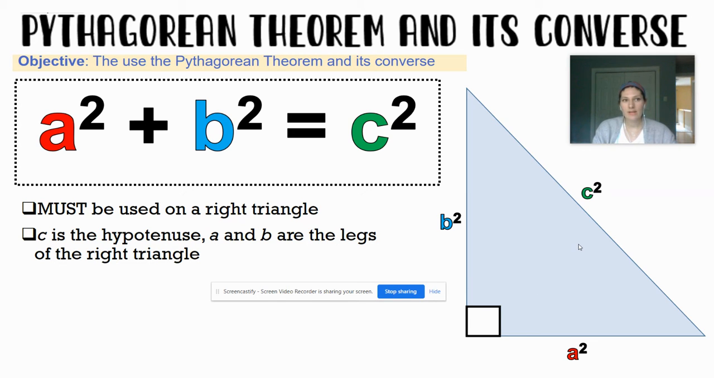If you find that you're getting some of these problems incorrect, make sure that you're identifying that hypotenuse correctly. And one thing that you can do is take your pen where that box is and draw an arrow across from it. So draw like an arrow across to that hypotenuse.